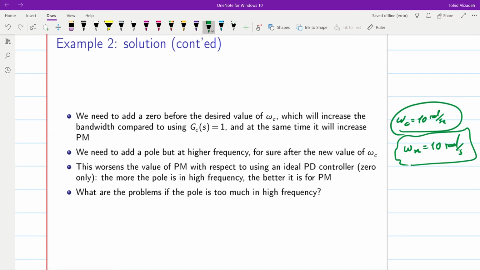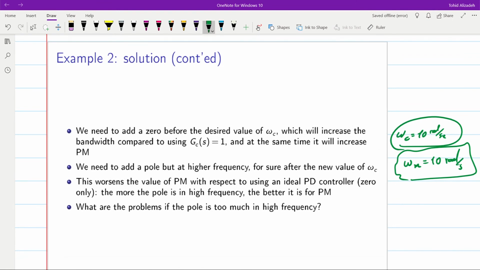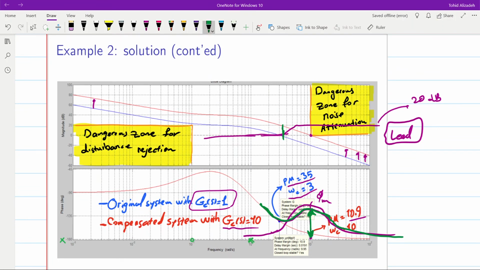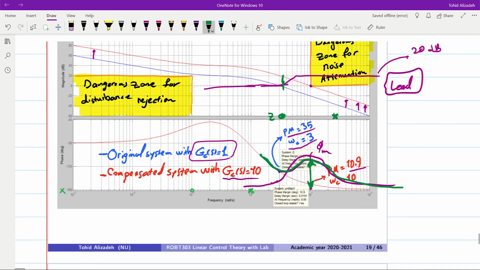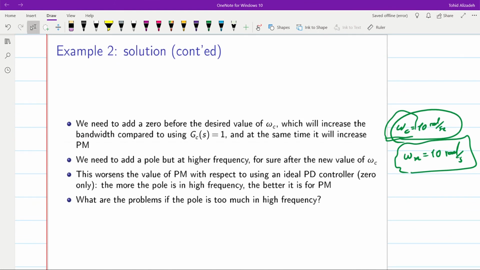We need to place the pole and zero of the controller properly. So the zero of the controller will be located at some frequency smaller than omega c, maybe around here, and we need to determine that frequency. We will have a zero here and the pole will be located afterwards. How we can get the exact positions, we will go through the formulations that we have. In this way, we will be able to increase the amplitude around the crossover frequency by the given value and also inject some positive phase into the system.